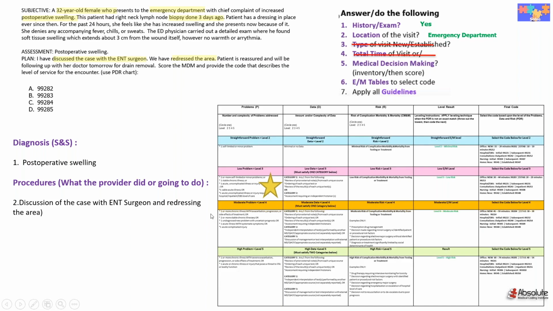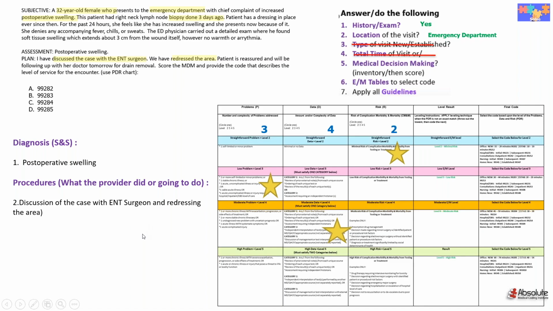Now let's look into the data. There was a discussion of the case with the ENT surgeon. That will fall under category 3, the discussion of the management or test interpretation with an external MD, qualified healthcare professional, or appropriate source. So that's a moderate level of data for me. And for the risk, the doctor has redressed the area, so there's minimal risk, so that will be a straightforward risk for me.